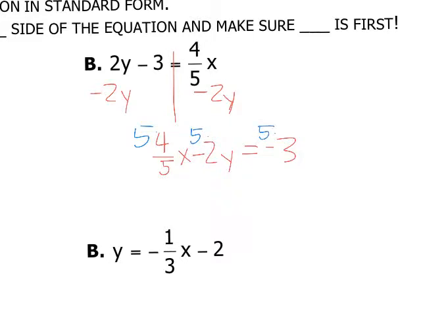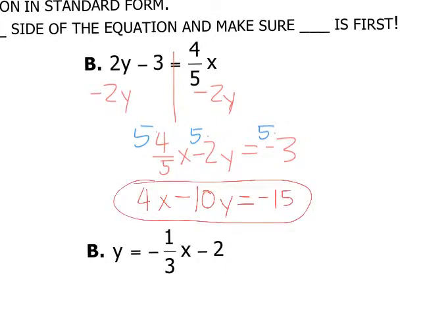Okay? So now I have, remember, a whole number times a fraction. Multiply the tops, divide by the bottom. So it's 5 times 4, 20 divided by 5 is 4. So this piece is 4x minus 5 times negative 2 is negative 10. So minus 10y equals, on the other side, 5 times negative 3 is negative 15. And there I'm in standard form.